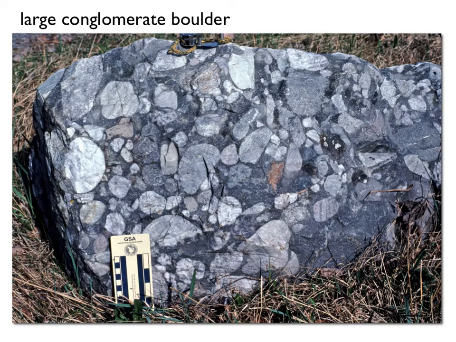Here's a picture of conglomerate in the wild, so to speak. So all of these are clasts that are gravel sized. In most cases, I would call these cobbles. But you can see that they're not super angular, so we would call this a conglomerate and not a breccia.